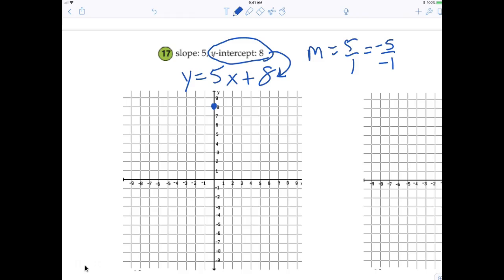Is everybody hearing me? I ran out of room, so I cannot go up. I must go what? Down. And when I go down 5, I've got to go to the left 1. So I'm going down 5 and left 1. And that is all there is to it. That's all there is to graphing a line.